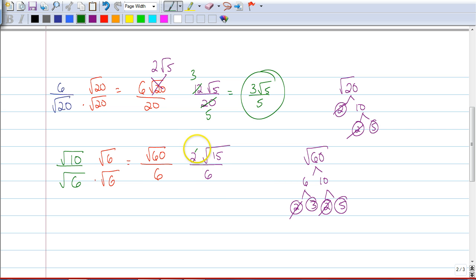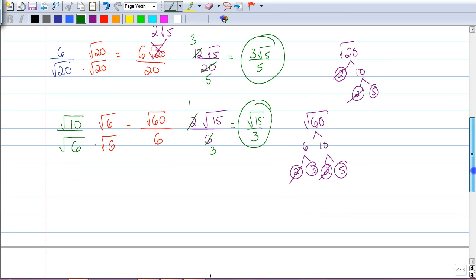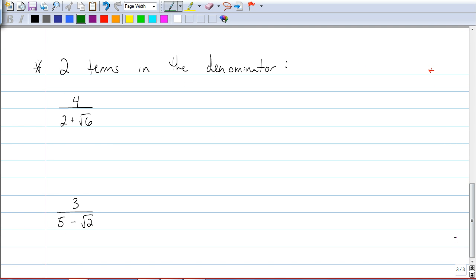And 2 goes into both of those. 2 goes into 2 one time and 6 3 times. My answer is square root of 15 divided by 3. And that's my final answer. Now that's what we do when we're dealing with just one term in the denominator. But what if there are 2 terms in the denominator?